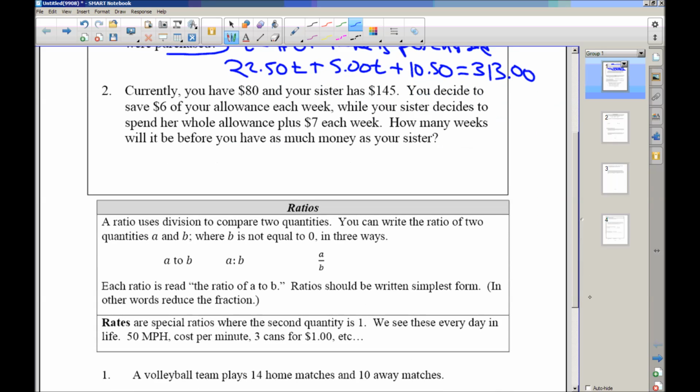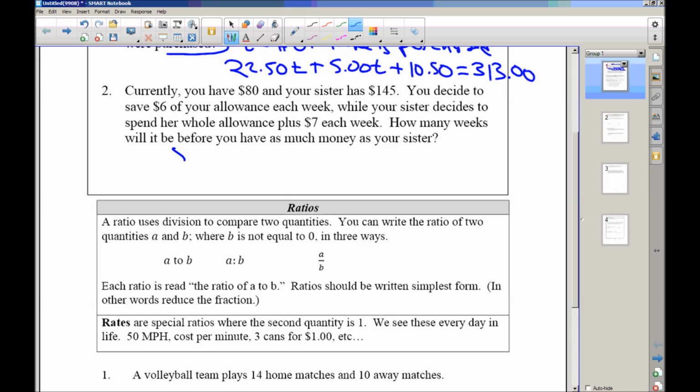All right, number two. Currently, you have $80, and your sister has $145. You decide to save $6 of your allowance each week, so your amount is going to go up, while your sister decides to spend all of her allowance plus $7 extra of her savings each week. How many weeks will it be before you have as much money as your sister?